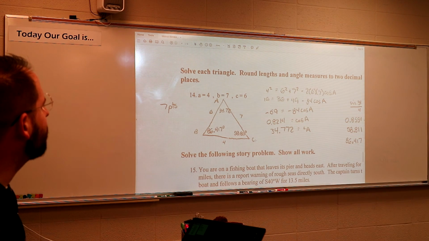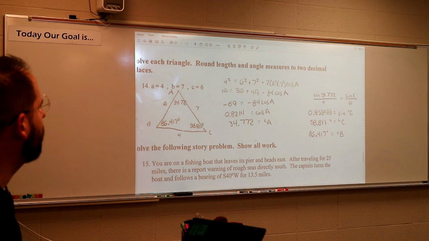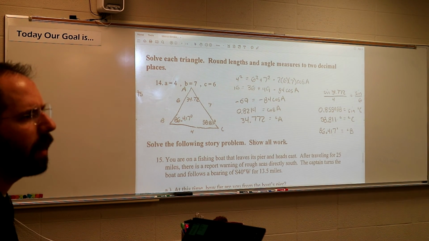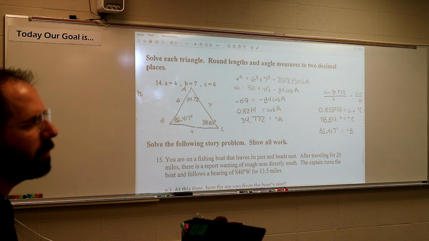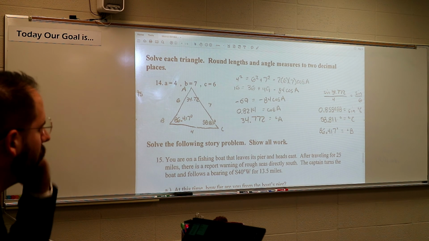Most people had it set up where they tried to do law of cosine or sine, or they tried to do Pythagorean theorem or something like that. At least you got some points for attempting to see what type of triangle it was.